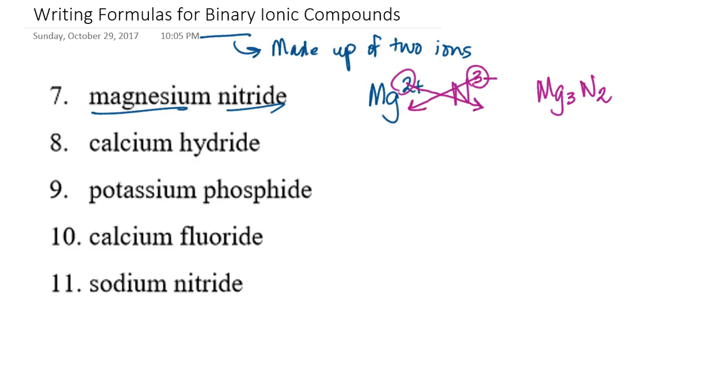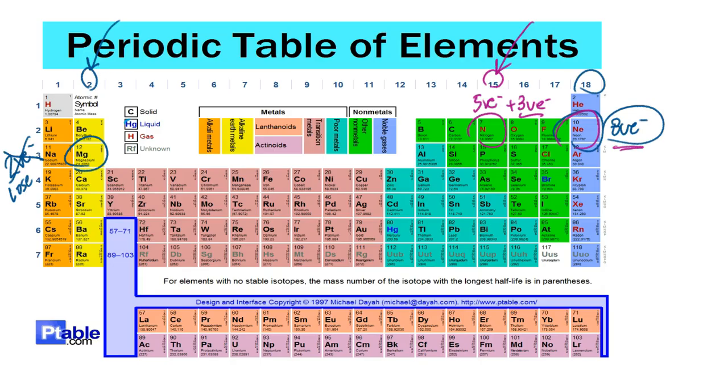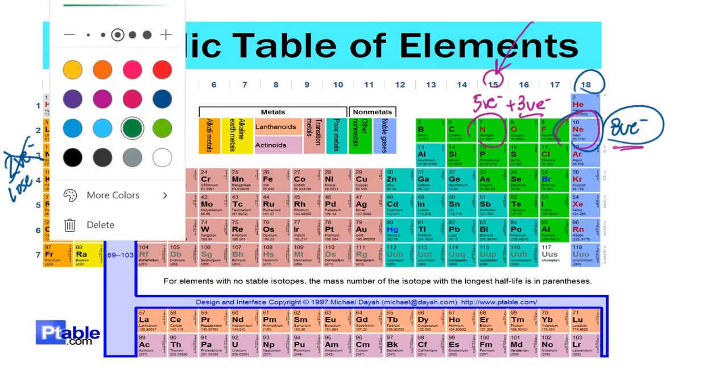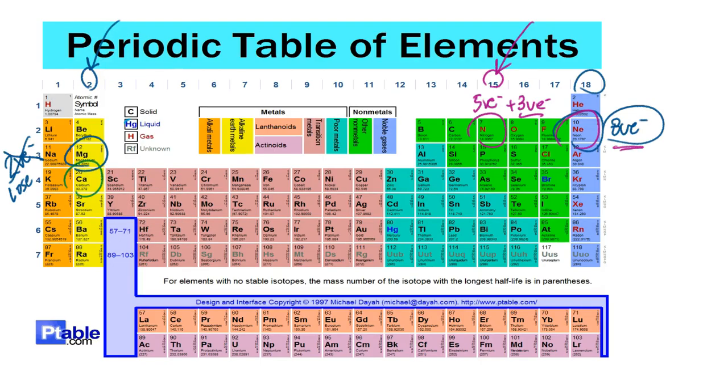Okay, let's do another one. Let's actually do calcium fluoride. Okay, now if I want to write the formula for calcium, then if I find it in the periodic table, calcium is right here. Okay, and its nearest noble gas would be argon. Again, similar to the last example, calcium is in group 2, so that means it also has 2 valence electrons. Argon is in group 18, which means it has 8 valence electrons.